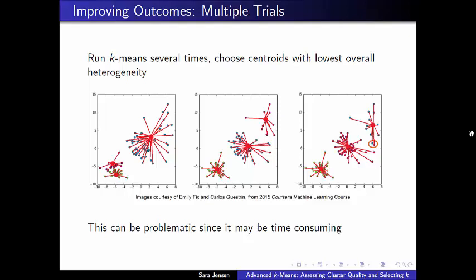So this is a good method that helps us make better choices about which clustering we choose to represent our data. However, the problem with this is that k-means can be a very expensive algorithm to run even once on large data sets. So thinking about running k-means several times in order to get a more accurate result can be a little bit daunting. There are other things we can do to improve the accuracy of our k-means algorithm, which we will discuss next.